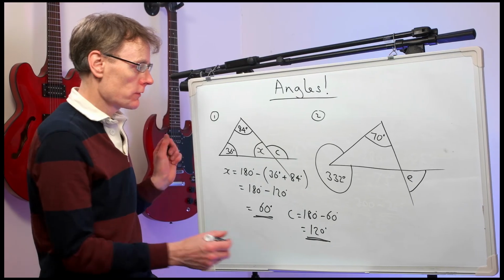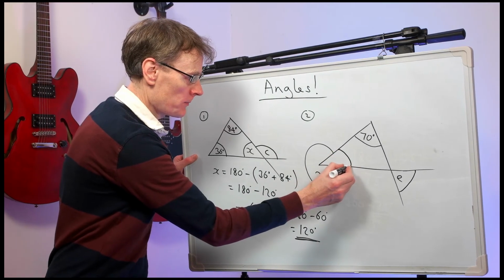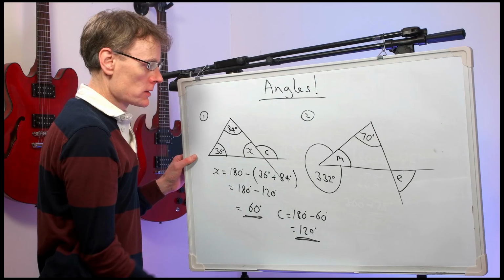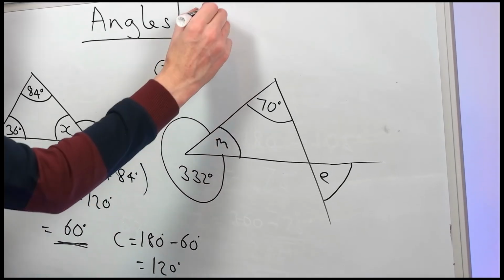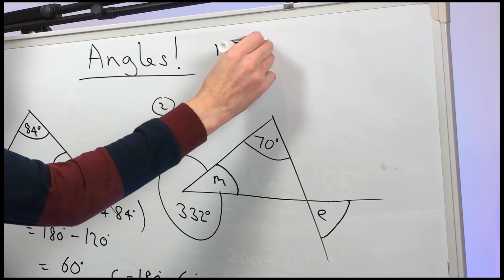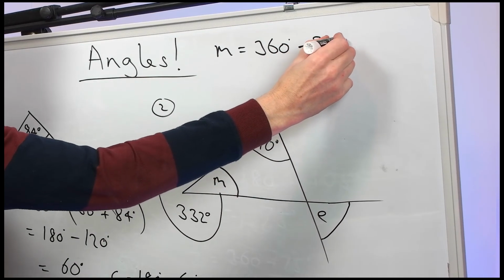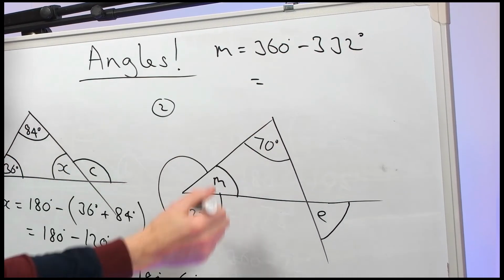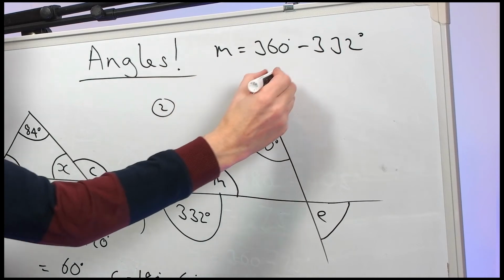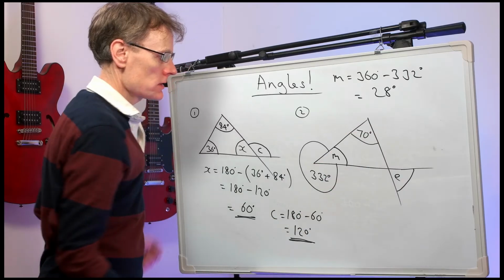Right, number 2. So first we need to work out this angle here. Let's call it M. So, angles at a point. M equals 360 degrees minus 332 degrees, so that's 28 degrees.